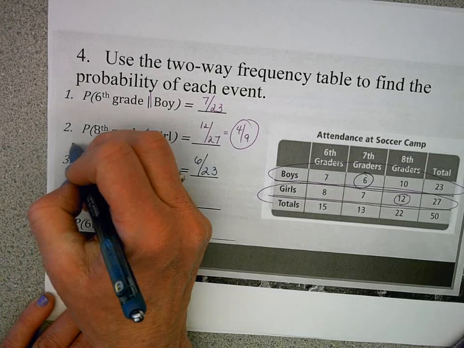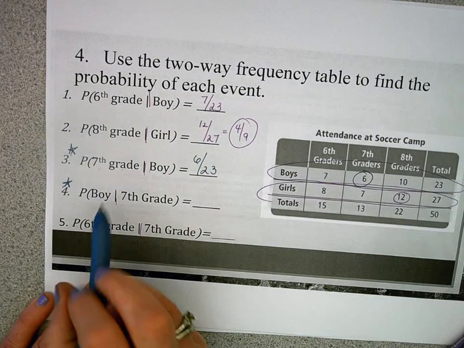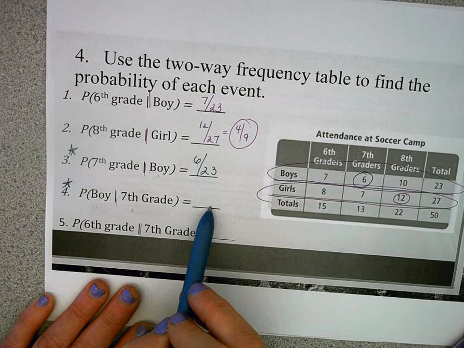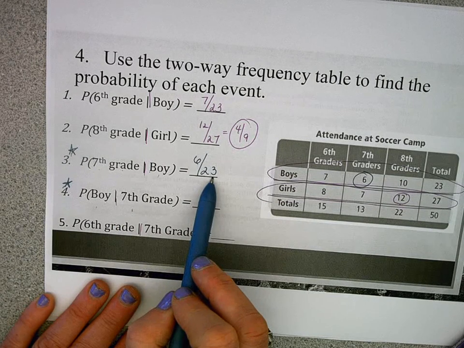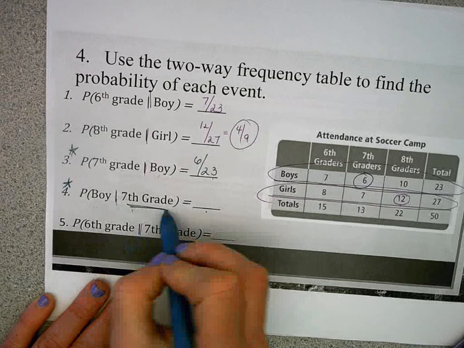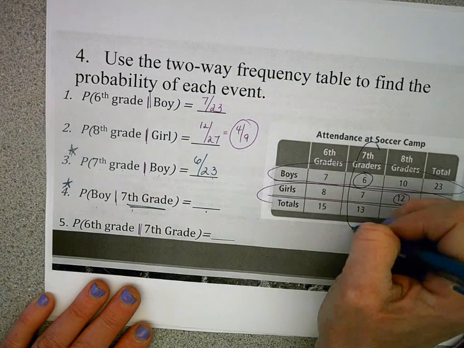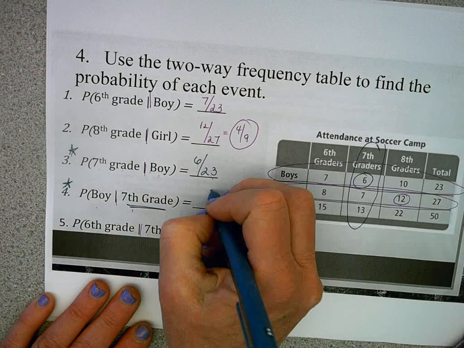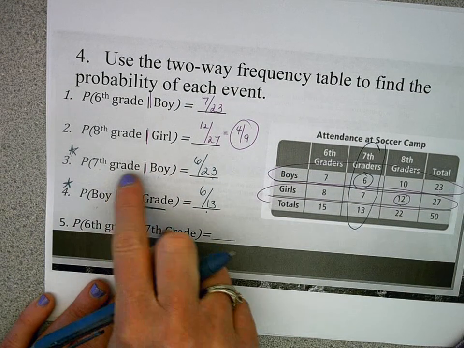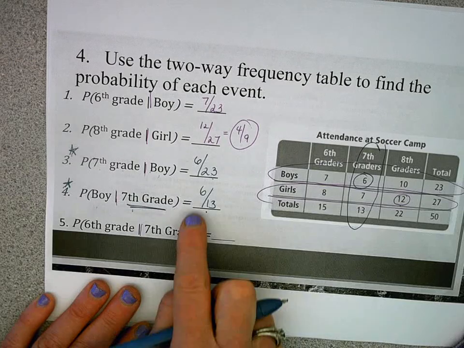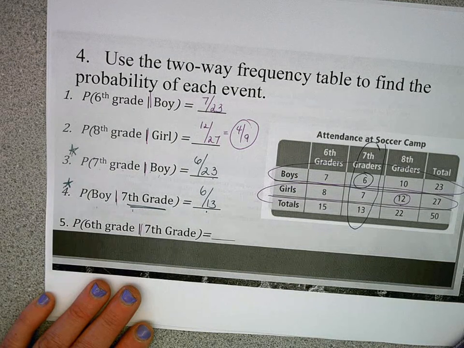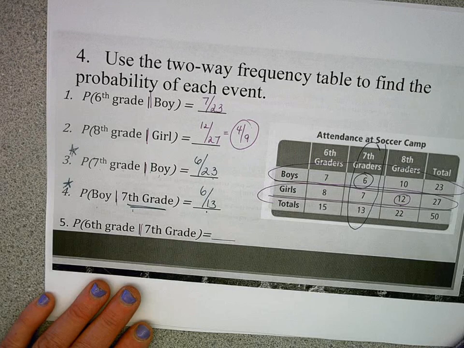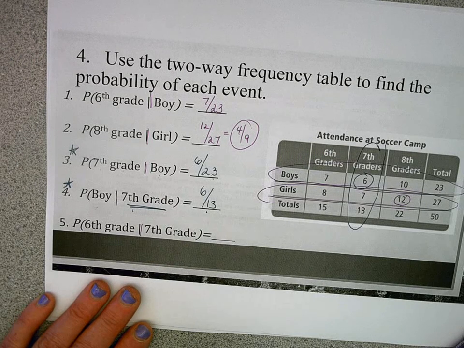Okay, I want you guys to notice these are different. This one says a 7th grader given a boy. This says a boy given a 7th grader. So the denominator is going to change. The denominator is not going to be 23. How many 7th graders are there? Well, there's only 13 7th graders. Out of those 13 7th graders, how many were boys? 6. We already knew the number of 7th graders who were boys was 6, but now we're focusing on just 7th graders. So again, whatever is after the slash, that's your new denominator, that total, and that's the column or row you are looking at.